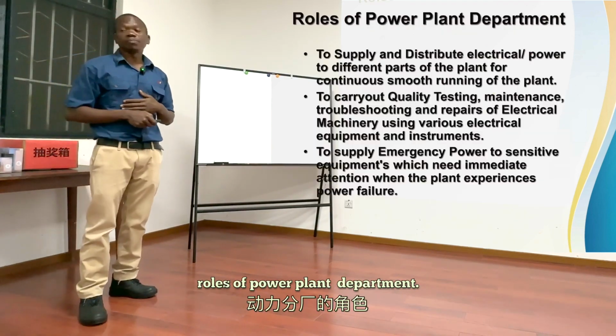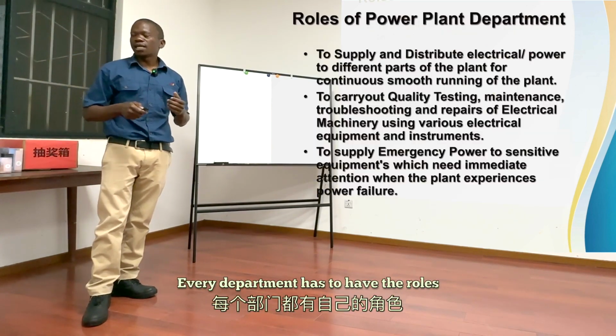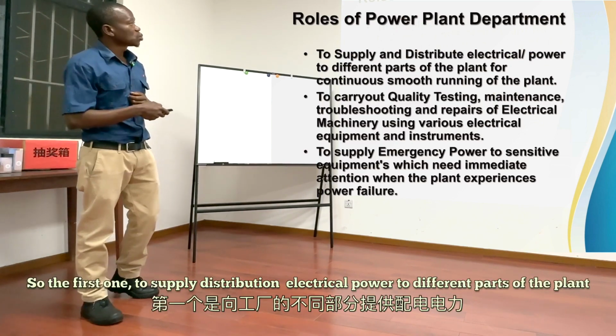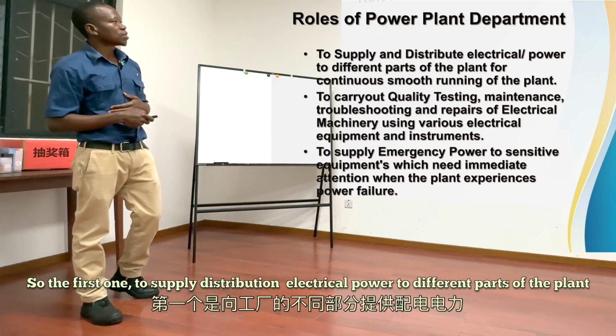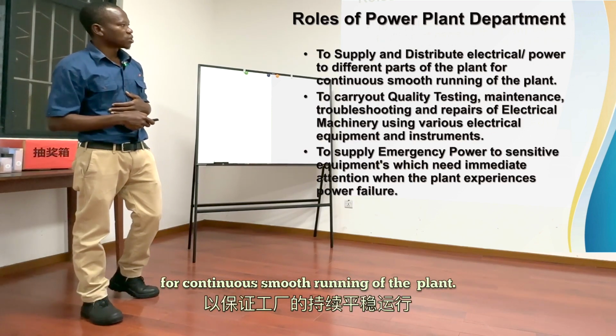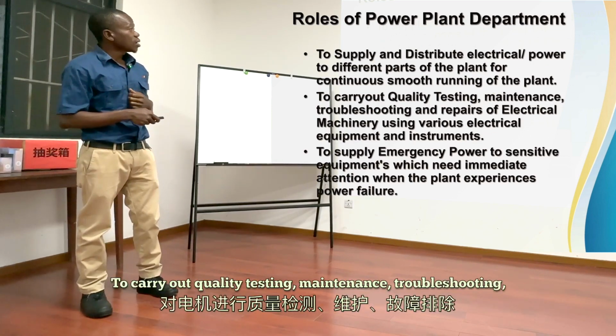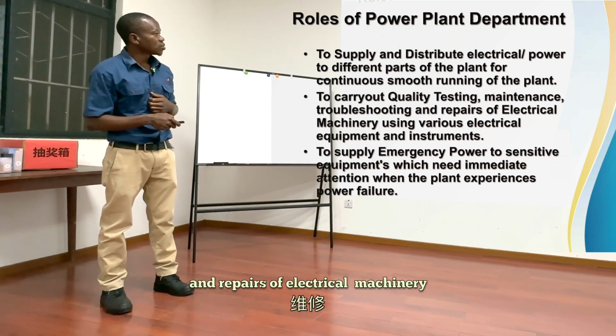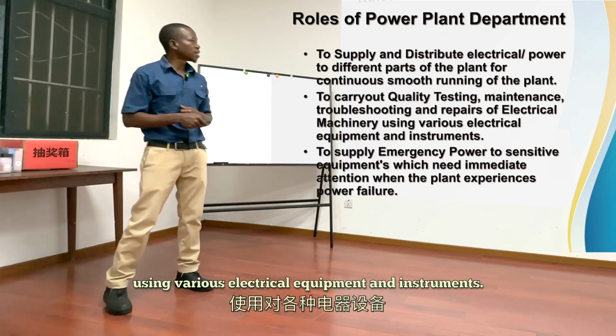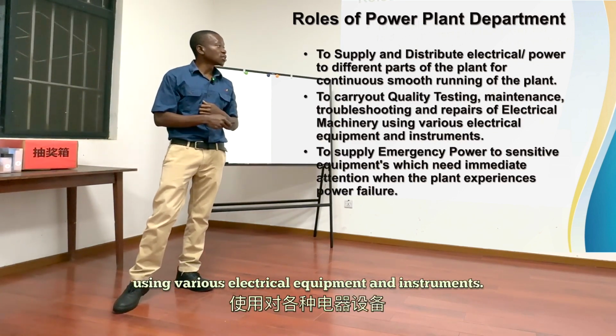Laws of power plant department. Every department has to have the laws. So the first one, to supply distribution electrical power to different parts of the plant for continuous smooth running of the plant. To carry out quality testing, maintenance, troubleshooting, and repairs of electrical machinery using various electrical equipment and instruments.